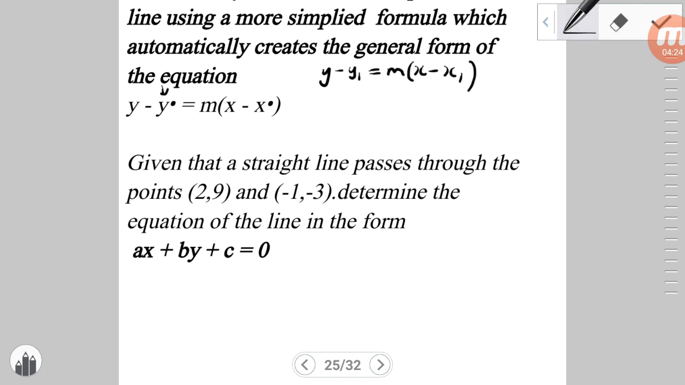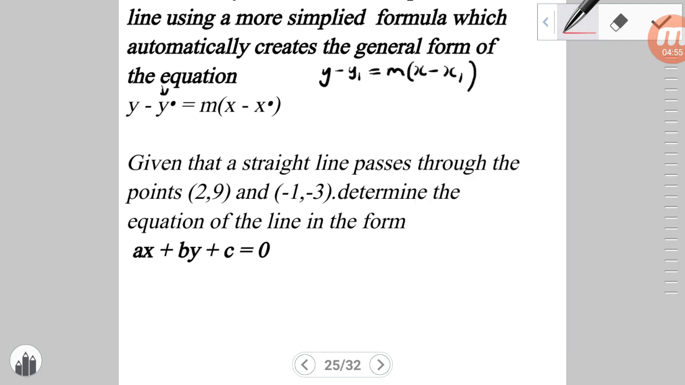All right, so the first thing that we're going to be looking at is this question here. It says that given that a straight line passes through the points (2, 9) and (-1, -3), we are required to determine the equation of the line in the form ax plus by plus c equals 0. That's what we're going to be looking at. So of course, naturally, the first thing that we have to do here is to actually label our points.